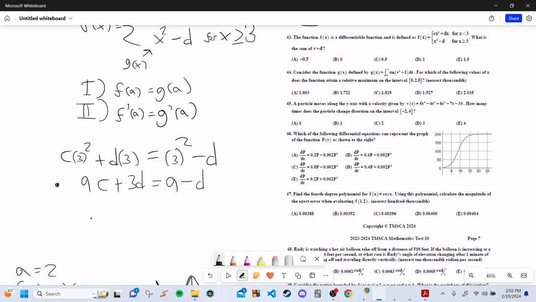And to satisfy the second condition, we're going to take the derivatives of both equations. Using the power rule, we get 2cx plus d equals 2x. And again, this is going to be at the point x equals 3, so I'm going to substitute these x's with 3's. And so we get 6c plus d equals 6.